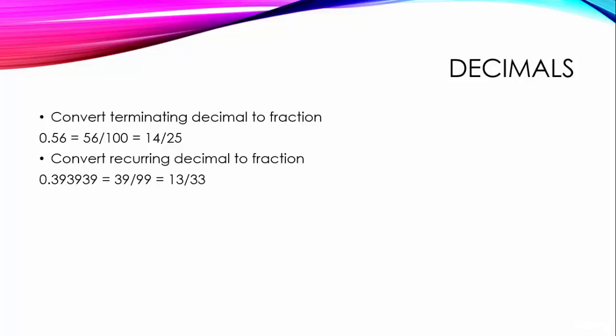Similarly, to convert a recurring decimal to a fraction, separate the recurring number from the decimal fraction. Annex the denominator with 9 as many times as the length of the recurring number. Reduce the fraction to its lowest terms. So following the instructions you get 39 by 99 is equal to 13 by 33.